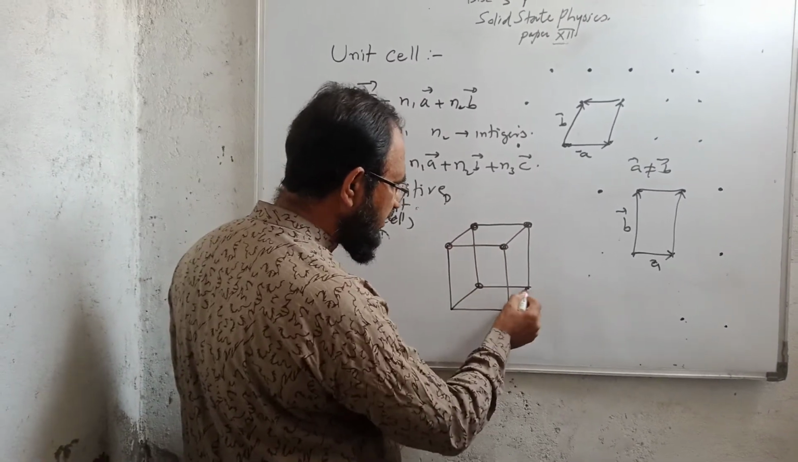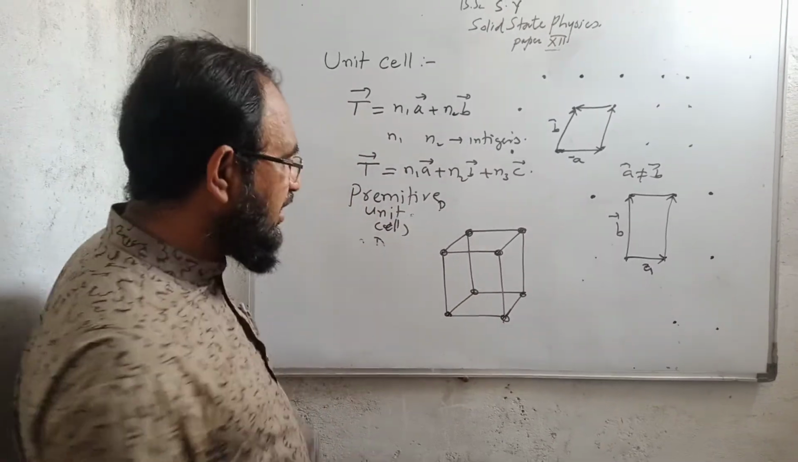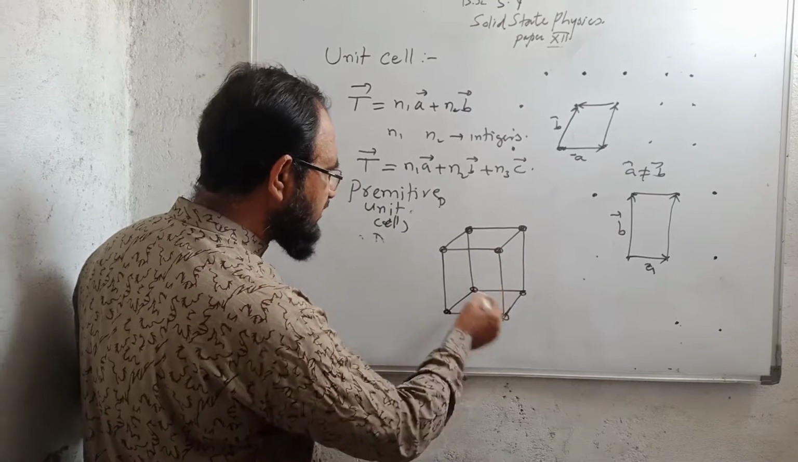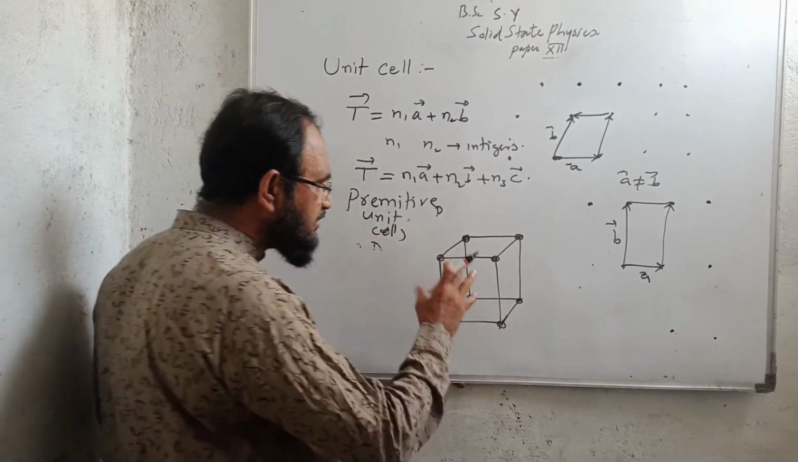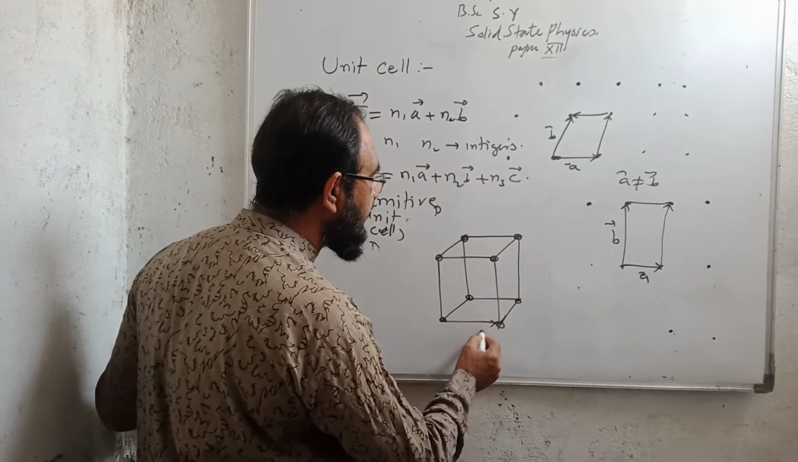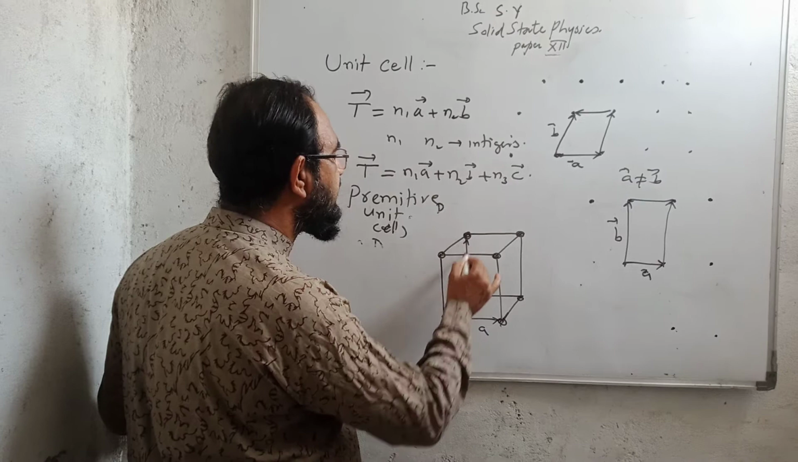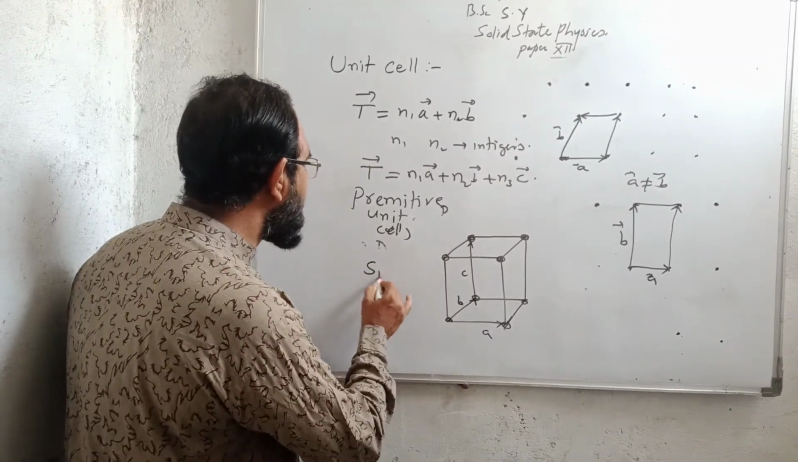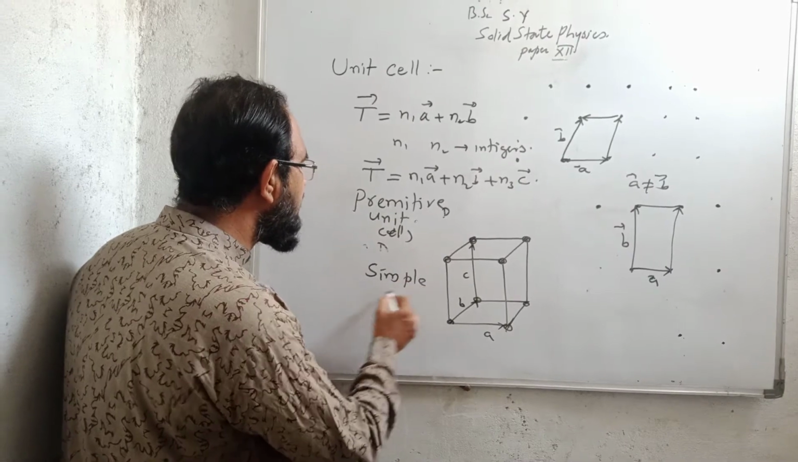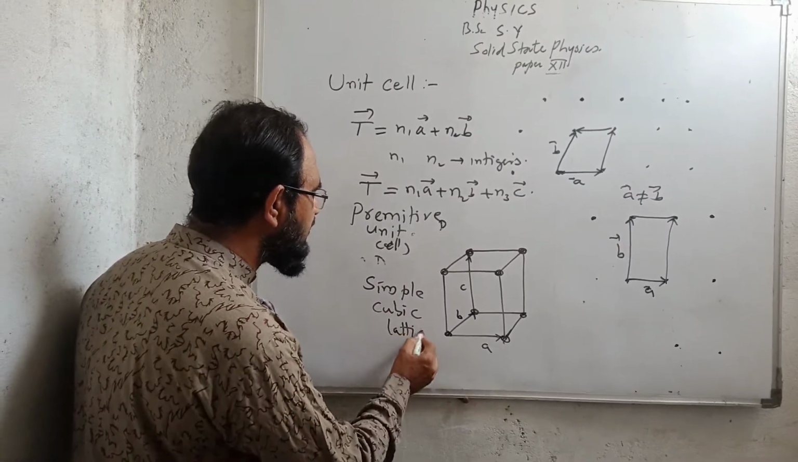Okay. So how many lattice points will be there? Total 8 lattice points will be there: 1, 2, 3, 4, 5, 6, 7 and 8. So in three dimension, this vector is vector A, this vector is vector B and this vector is vector C. And it is a simple cubic lattice in three dimension.